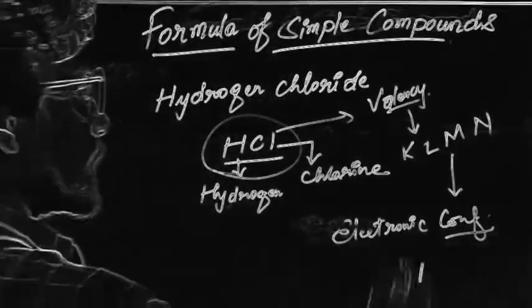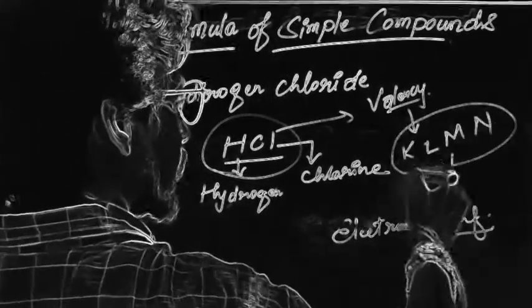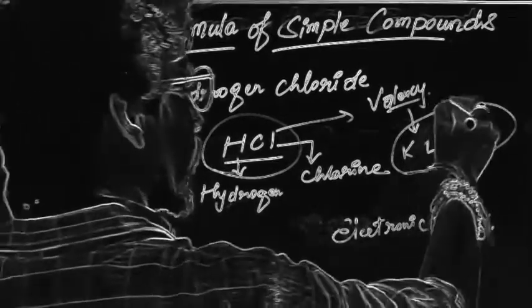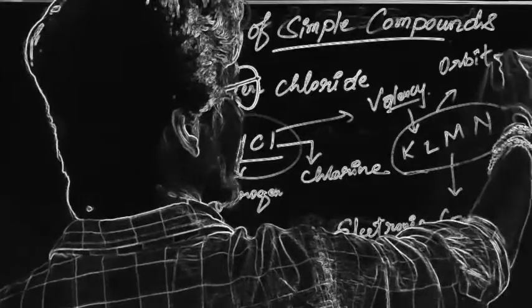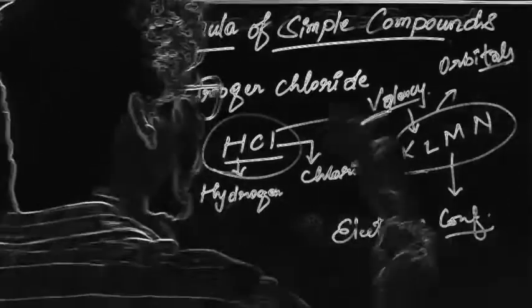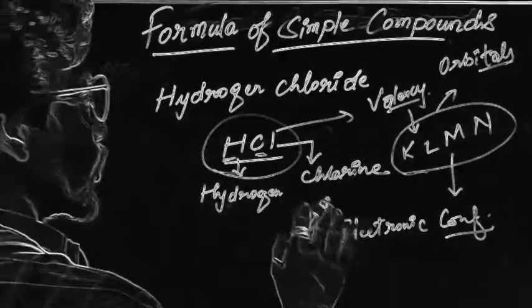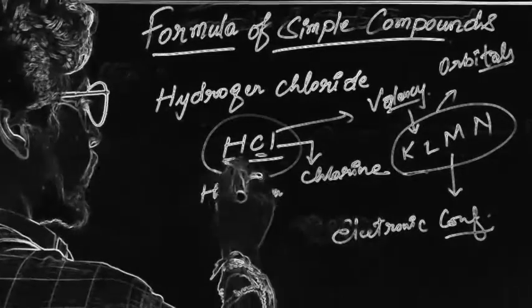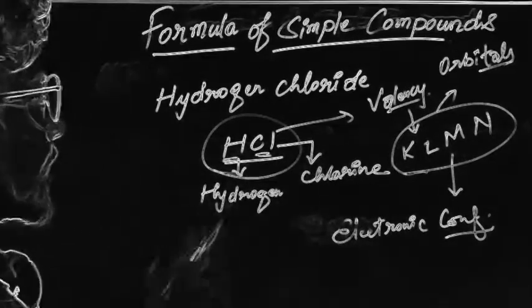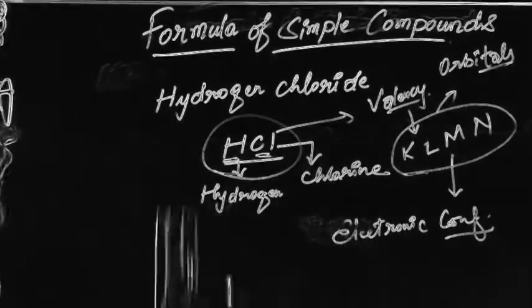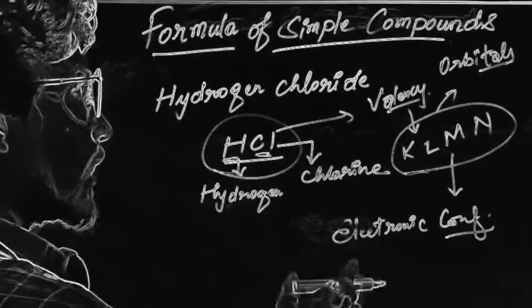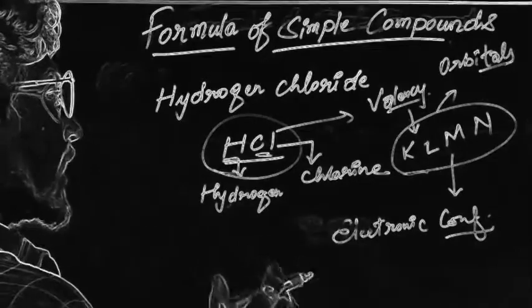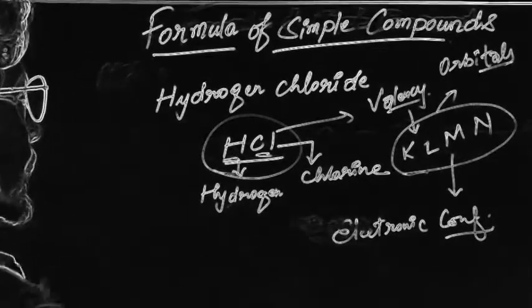You should know about KLMN if you have seen my previous video, because these are the orbitals, the paths on which electrons revolve around the nucleus. If you know the valency of particular elements, you can easily make the chemical formula. First of all we will write some chemical compound names and their formulas, and then we will go on to learn how these formulas are made.